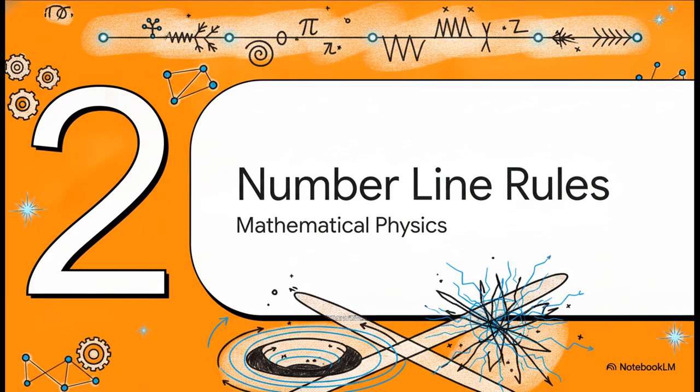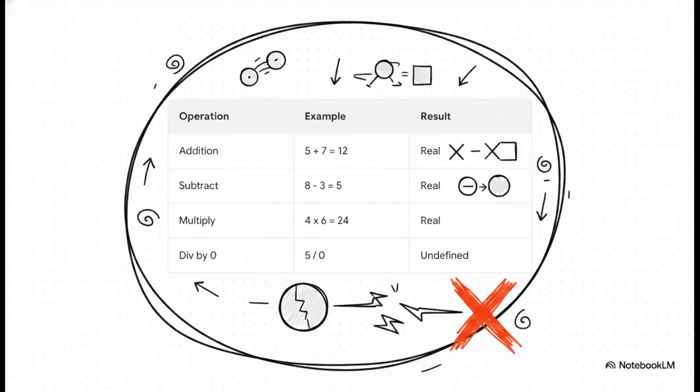Moving right along to Section 2, rules of the number line. The mathematical physics of it all. So now that our number line officially includes these infinite, messy, irrational numbers, we've got to establish the fundamental laws of physics governing this space. One of the most interesting is the closure property. Think of this property as like an invisible boundary or a VIP club. It ensures that when you take any real numbers and add, subtract, multiply, or divide them, the result is safely trapped inside the universe of real numbers.